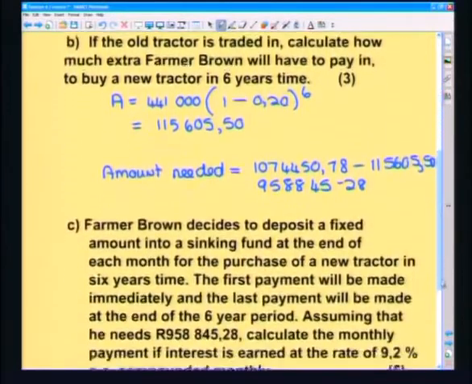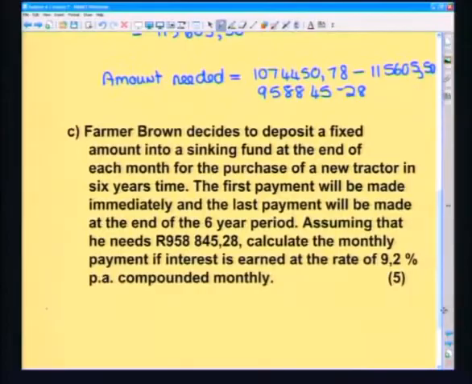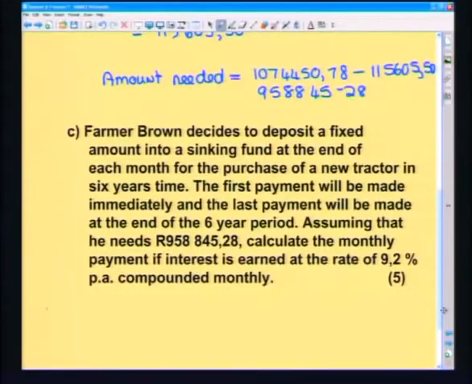Okay, so now we have that. So now, obviously, with a business, you've got a problem. If you've got to find that much extra money to buy your new equipment, you must think of a way to make sure that this is not a big problem at the time. So, well, let's read on what the rest of the question asks. It says, Farmer Brown decides to deposit a fixed amount into a sinking fund at the end of each month for the purchase of a new tractor in 6 years' time. The first payment will be made immediately, and the last payment will be made at the end of the six-year period. Now, amazingly enough, this is very important, because that decides how many amounts of money are going to be deposited over that time period.